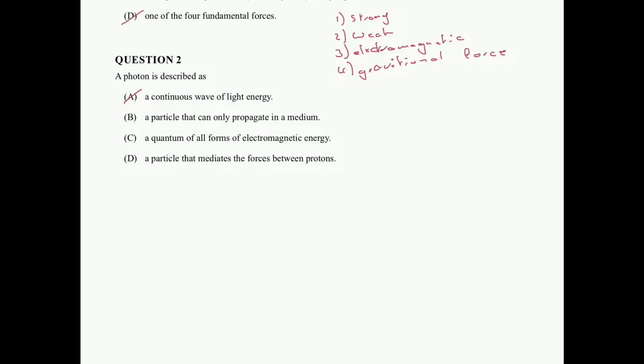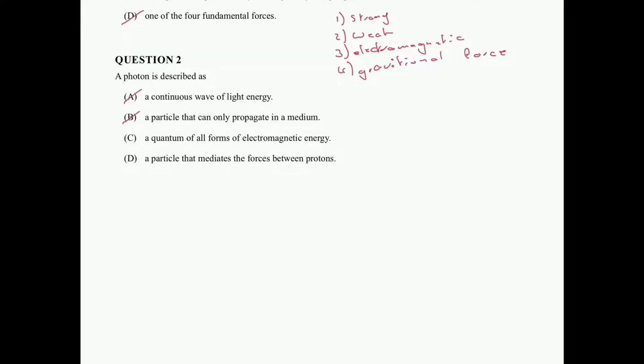All right, so B, a particle that can only propagate in a medium. I can rationalize why B is wrong. I know light travels through the vacuum of space. The vacuum of space is not a medium. It's the absence of a medium, essentially. So I can rule out B just from rationalizing what I know.